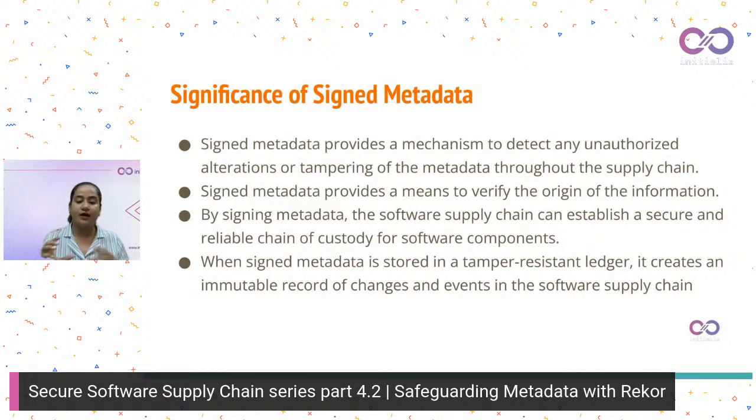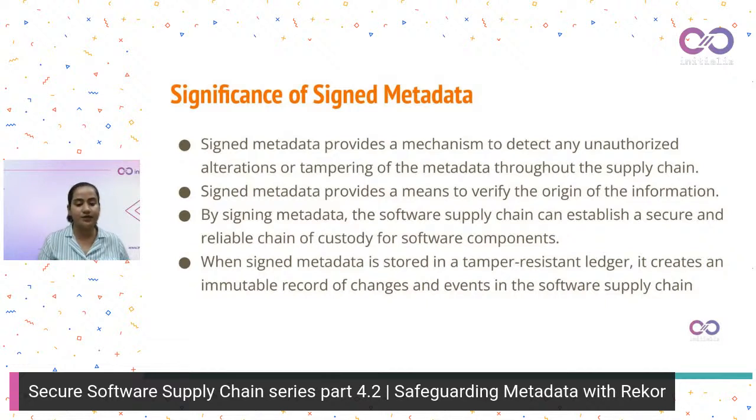So when we talk about a compromised supply chain, it happens at the first level as well. When bad code is given to or processed into the supply chain, that's the first point where the supply chain is compromised. And later on, there are different levels and different gaps that signed metadata bridges. So when signed metadata is stored in a tamper-resistant ledger, it creates an immutable record of changes and events in the software supply chain.